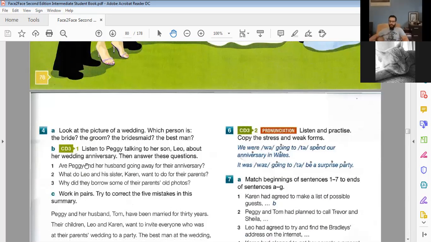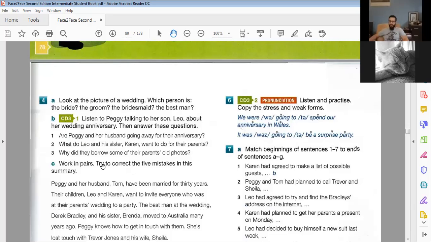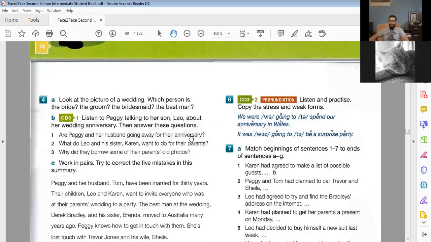Are Peggy and her husband going away for their anniversary this year? No. Why not? Your answer is right. To arrange some party. Yeah, but she actually gave the reason. She said why they're not going away, in the very beginning. I don't know if you paid attention.